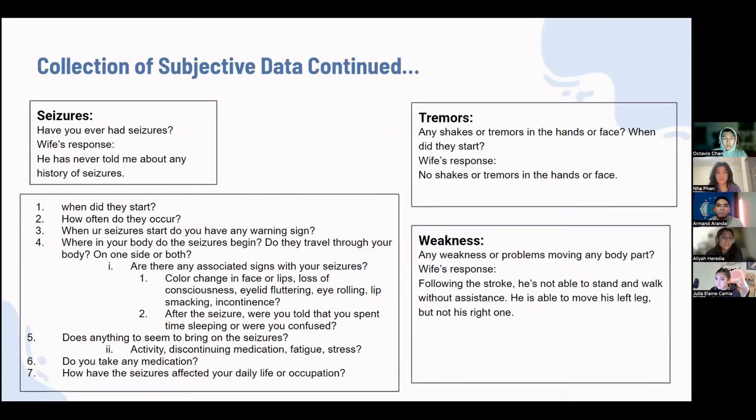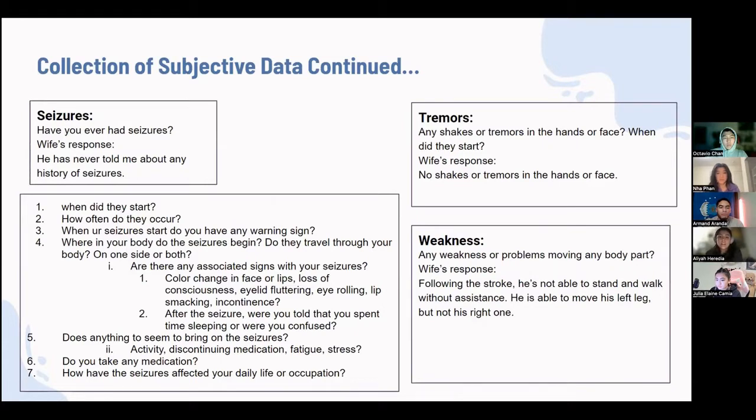Now for seizures, have you ever had any seizures? And his wife said that she's never heard of any seizures, but we would ask the following: when did they start? How often did they occur? When your seizures start, do you have any warning sign before they occur? Where in your body do the seizures begin? Do they travel through your body on one side or both? Does anything seem to bring on these seizures, like activity, discontinued medication, fatigue, stress? Do you take any medication? And how have the seizures affected your daily life or occupation?